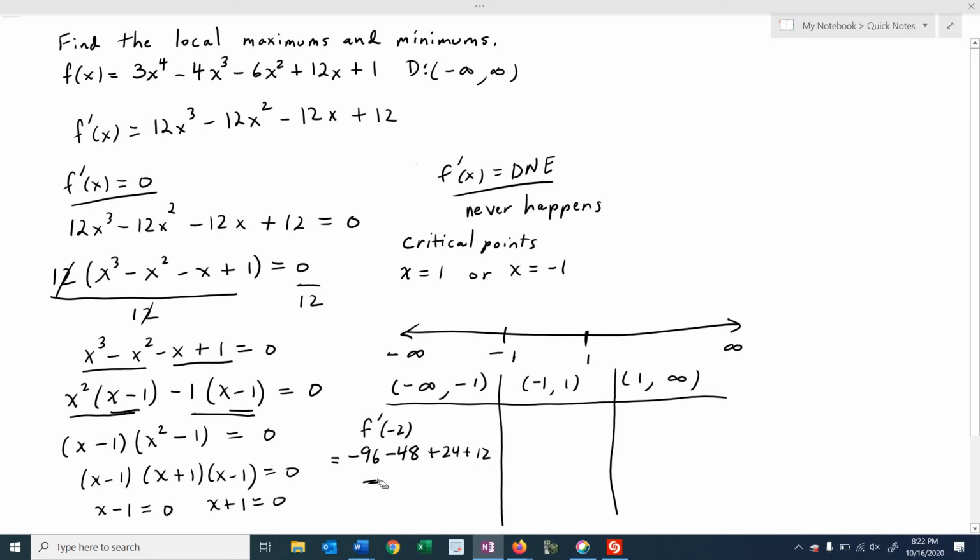Okay, and we don't really need to worry about exactly what this number is, but it is clearly a negative number. You just need to know whether it's negative or positive. In this case, it's negative, but let's go ahead and figure out what it is. You get negative 12 when you add these together, and then minus 96 would be negative 108. But the important thing is that it's negative, and that indicates that the function is decreasing.